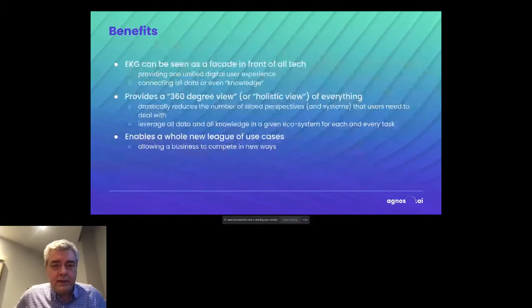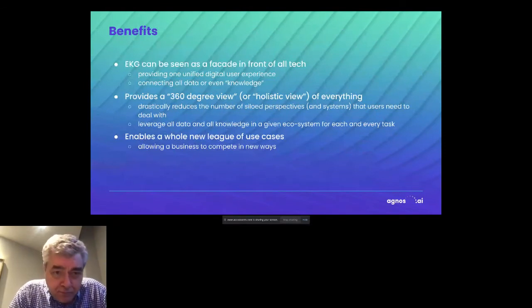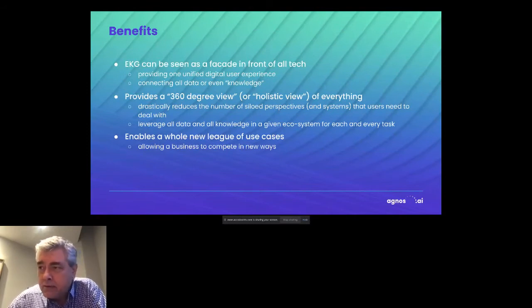So what are the benefits? As I said, it's like a facade in front of all your technology, which provides one unified digital user experience, and it connects all your data. It provides a 360-degree or holistic view, so for anything, it could be a contract, an employee, a supply chain, or a transaction, anything. Every object in your ecosystem will be represented as a thing in your knowledge graph, and will have a URL that you can click on, and will basically look like a web page in that sense.